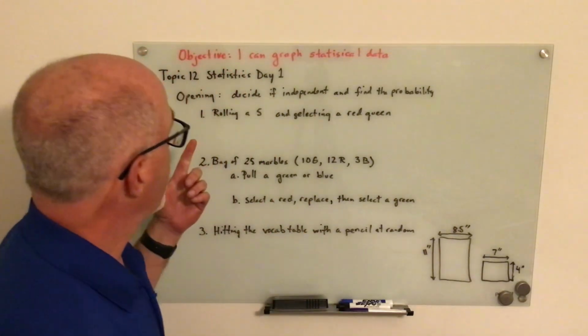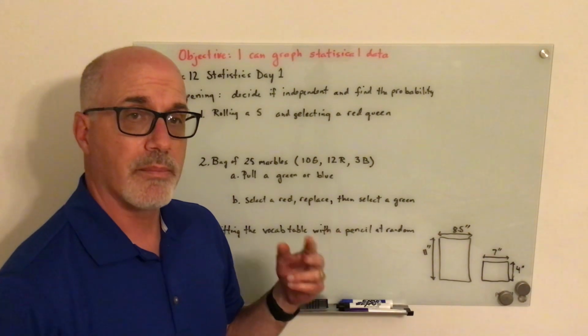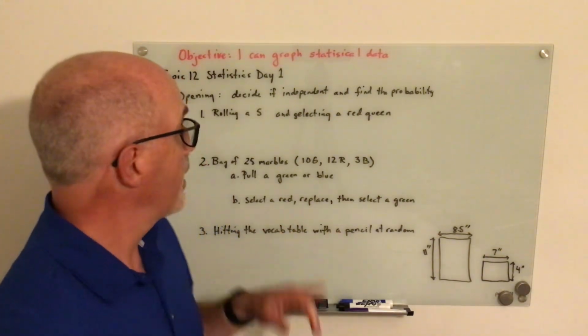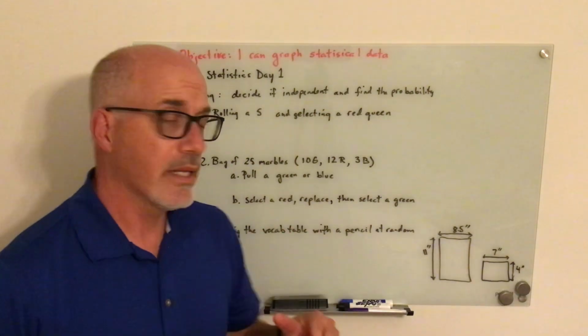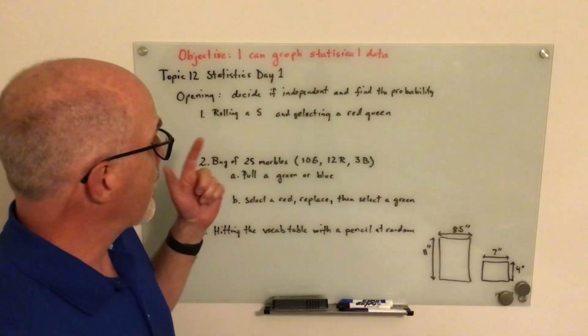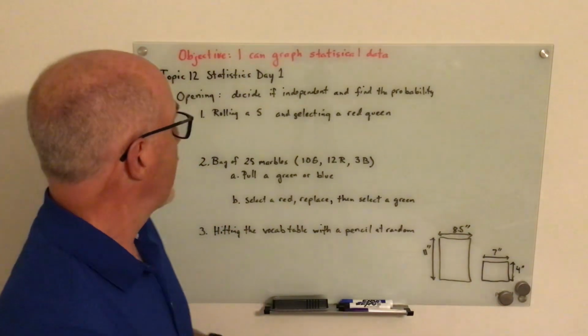First of all, you're going to decide if there are two events in the problem, if they're independent or not. Problem 1: rolling a 5 and selecting a red queen. Then if you decided that they're independent, you want to find the probability of them.